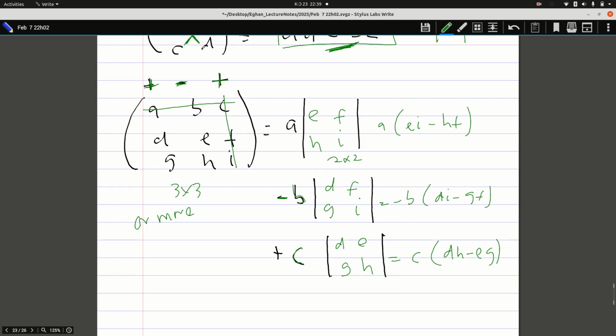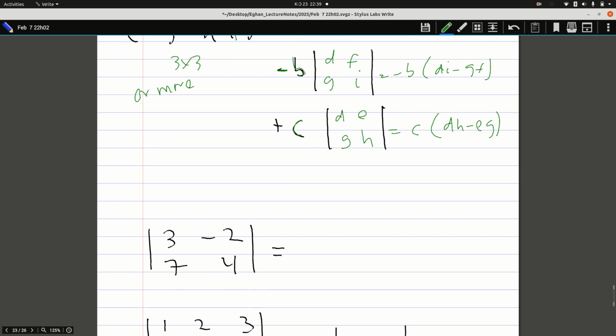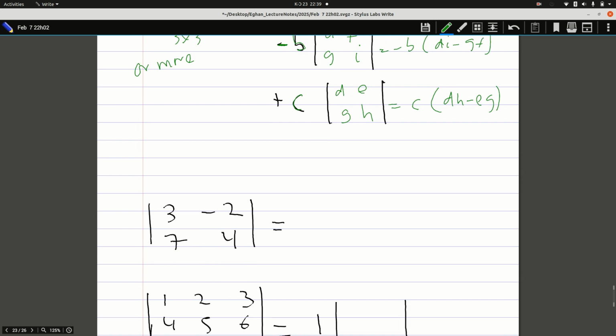I think I have an example for you to make life easier. I have the first 2 by 2. You realize I have this stroke here to tell you I'm looking at a determinant. So this is going to simply be 3 times 4 minus 7 times negative 2. 3 times 4 I think is 12, minus 7 times negative 2, that's negative 14. I'm supposed to get 26 because negative and negative become positive. So I'm going to get 26. I'm sure about this one.